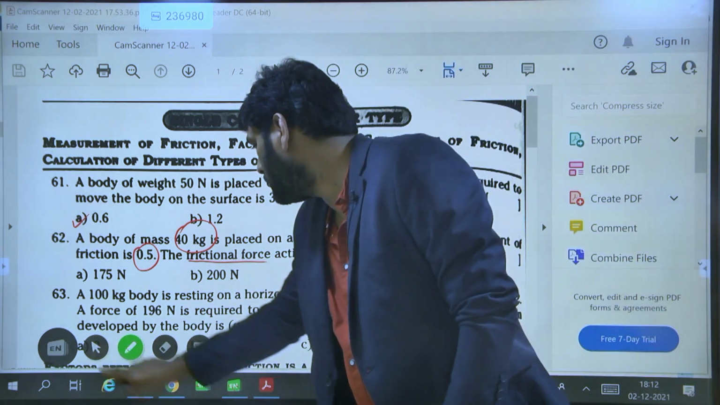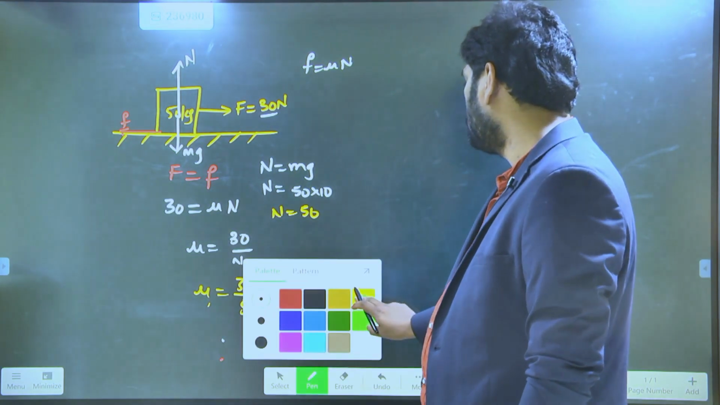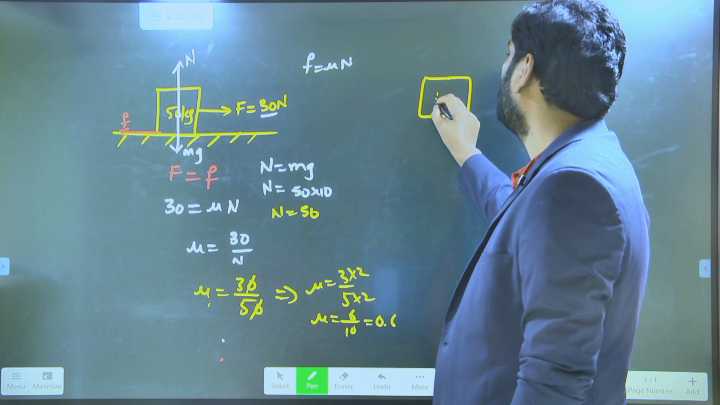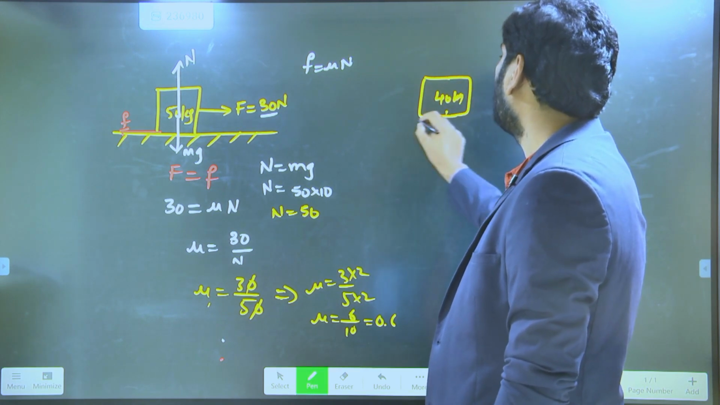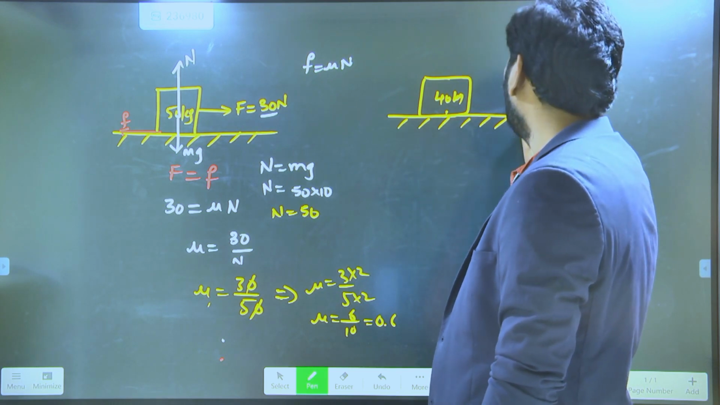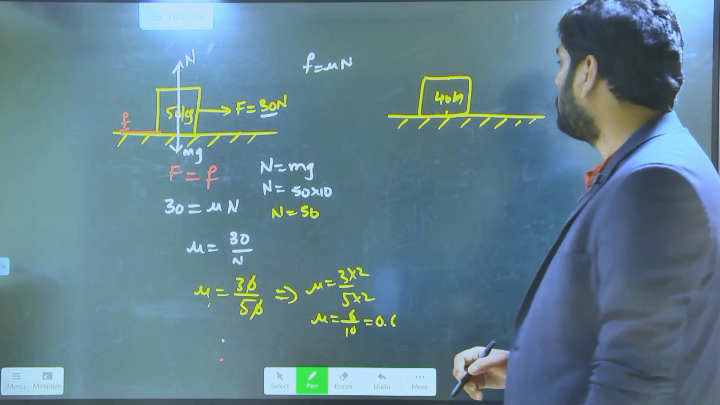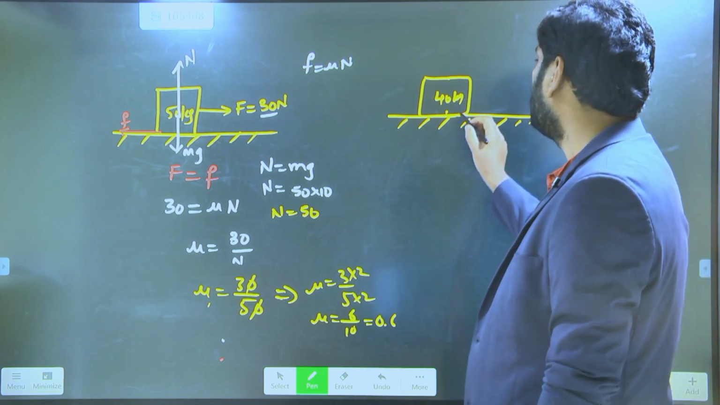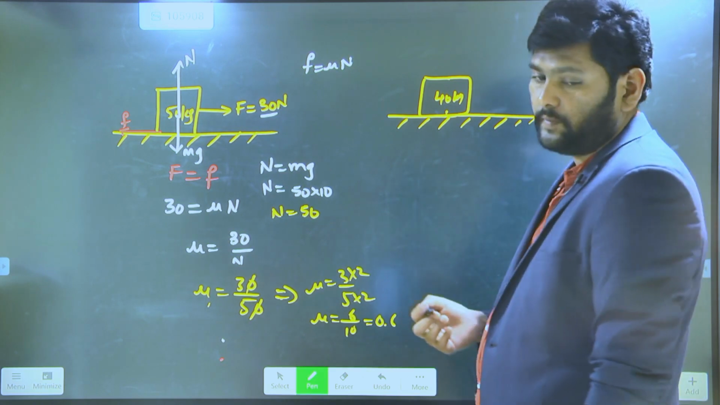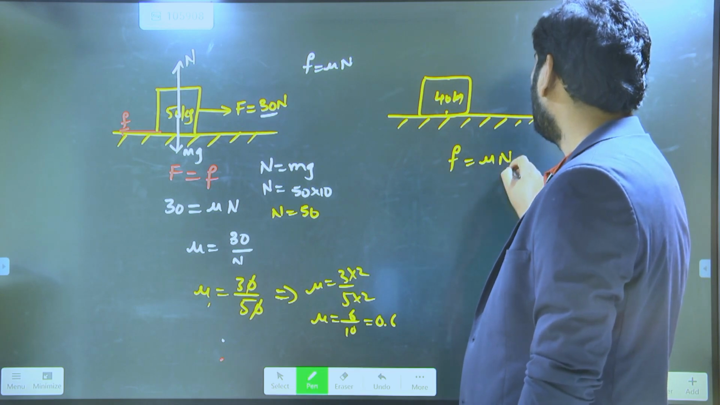So look, do the problem. See the second question. This is the way they have given it. How many kg mass they have given? 40 kg mass. It is on the rough surface. When it is on the rough surface, what are they asking? F is equal to mu into N.